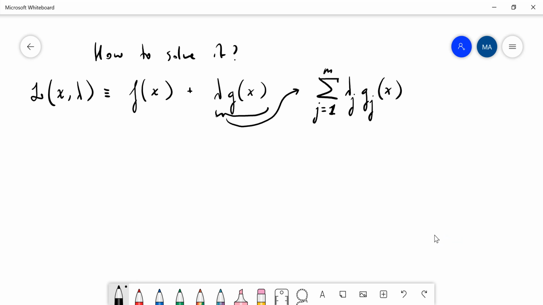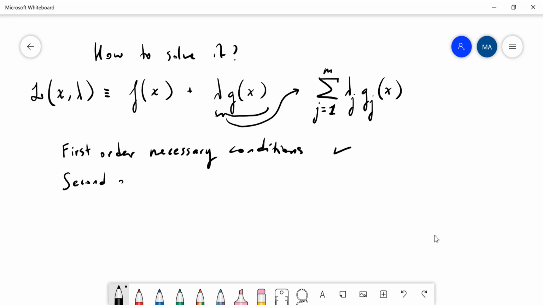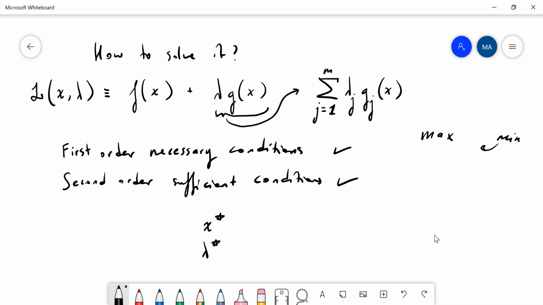And as is typical, we first will look at first order necessary conditions. And then after we find solution candidates, we're going to look at second order sufficient conditions. After doing that, we're going to realize if the problem has a solution, we're going to find that solution. Now, something is important here. We are going to focus on maximization problems because you can always convert a minimization problem to a maximization problem, as we discussed.